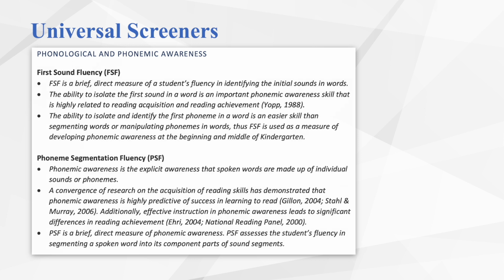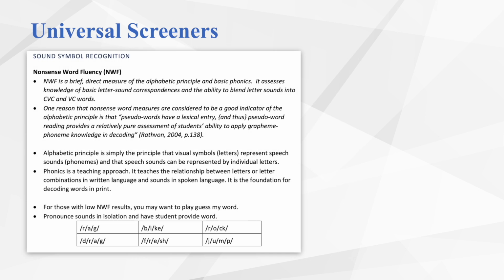Some examples of these skills would be sound fluency, which is kindergarten appropriate, and phoneme segmentation fluency, which would develop a bit later. The next subskill is sound symbol recognition, or alphabetic principle is another term you might hear used to represent this skill. This is designed to make sure that when students see letters or letter patterns, they can connect the appropriate sound. This might be assessed through a nonsense word fluency assessment or a pattern-based word list.